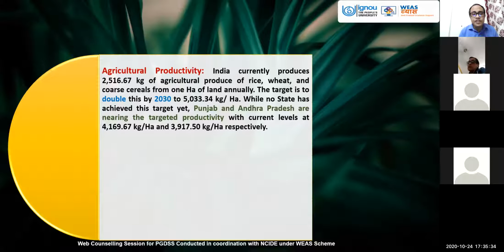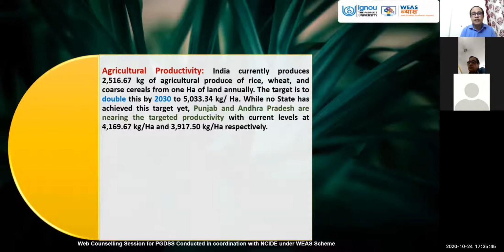Now agricultural productivity. As I mentioned, we have enough quantity of production, but we have a gap in the mechanism of trade, the on-farm and off-farm linkages. The gap is in effective linkages. If you look into progress, our objective is to double productivity, to 5,033.34 kg per hectare. If we are able to improve that, I'm sure the country will improve.